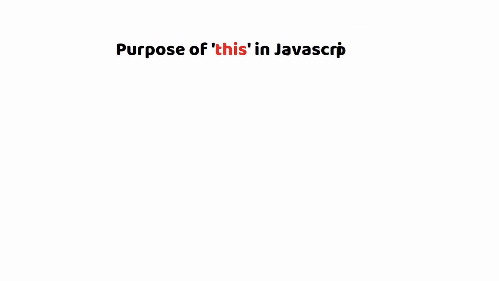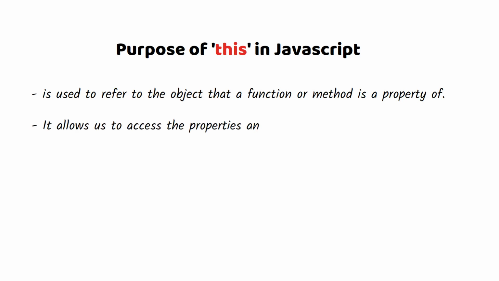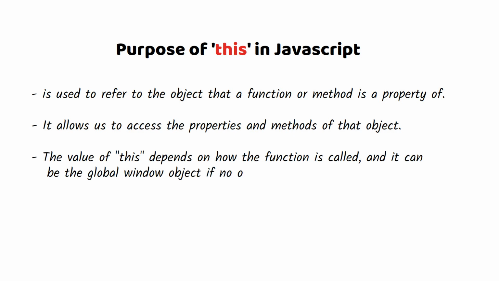So in conclusion, this keyword is used to refer to the object that a function or method is a property of, and it allows us to access the properties and methods of that object. The value of this depends on how the function is called, and it can be the global window object if no object reference is provided.